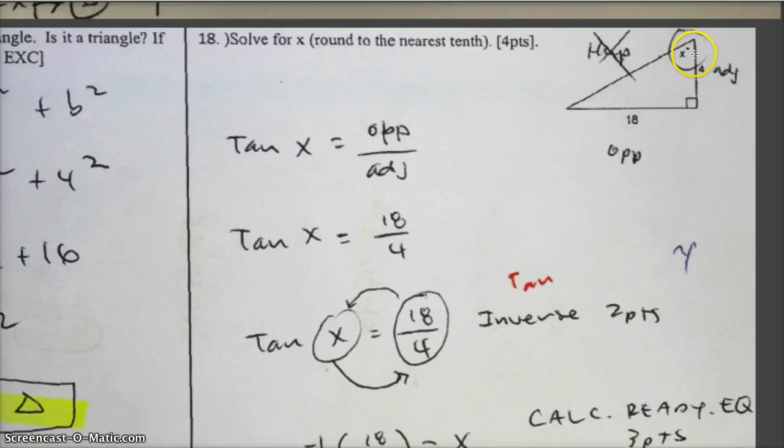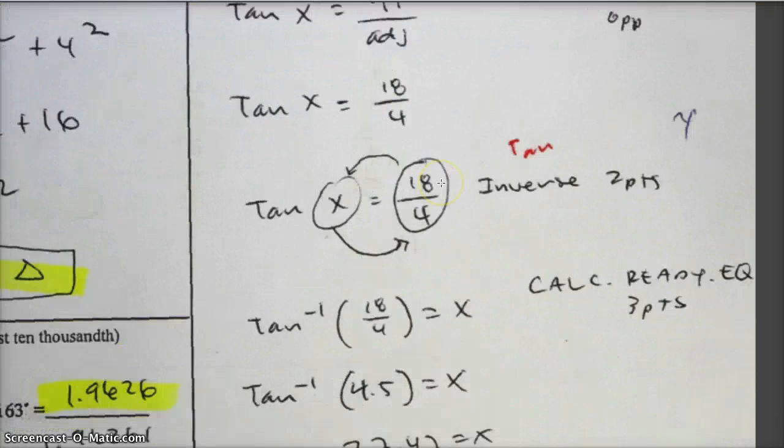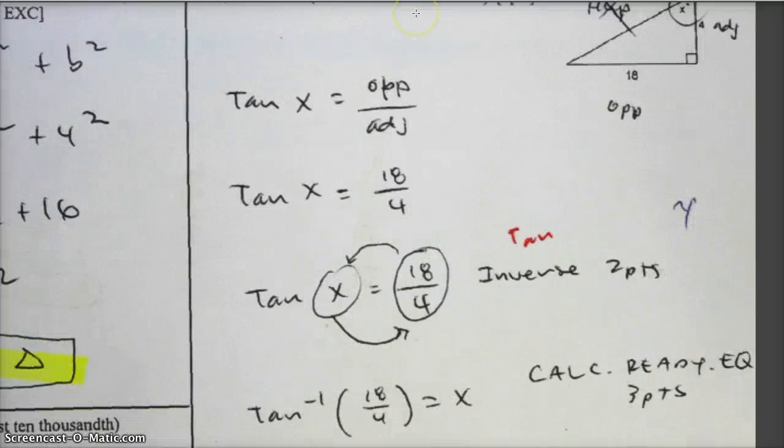So if you recognize in labeling, you always have the adjacent on one side, and then you have the hypotenuse on the other side. Cross off the hypotenuse because there's no number there, so you have the opposite and the adjacent, which means you use tangent. Tangent of that angle equals opposite over adjacent. Then the opposite is 18, and the adjacent is 4. So here, notice how you're solving for an angle, therefore you're going to have to do the inverse.